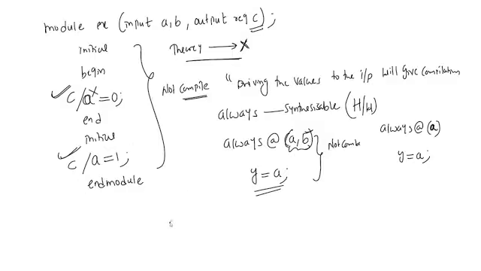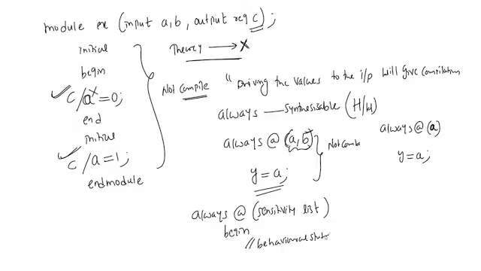So the syntax will be like this: always @ sensitivity list, begin, behavioral statements, and end. Like this.